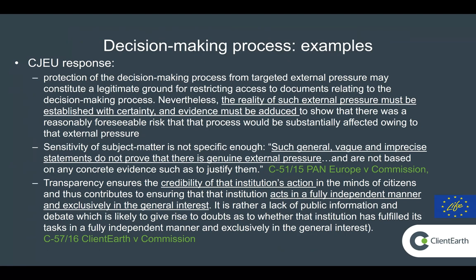In terms of transparency compromising the independence of officials involved in the decision-making process, the court has been really clear that transparency, on the contrary, ensures the credibility of that institution to act in an independent manner and exclusively in the general interest. And it's rather the lack of public information which raises doubts as to independence.